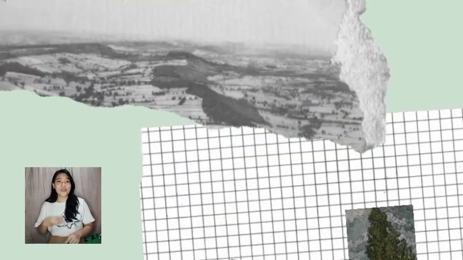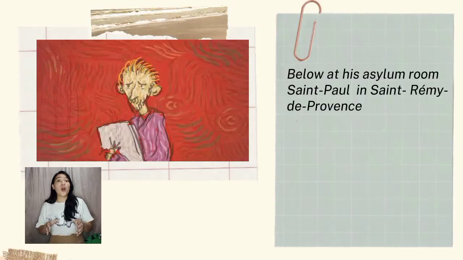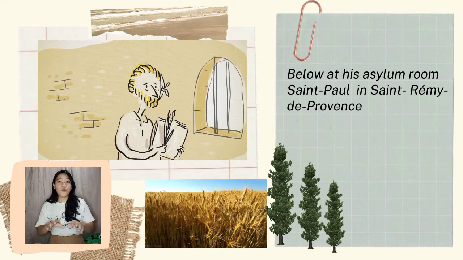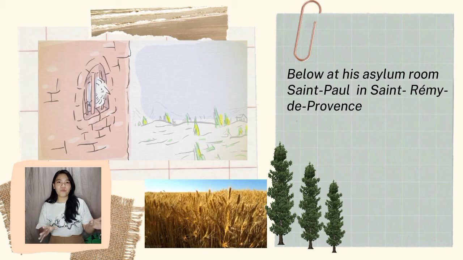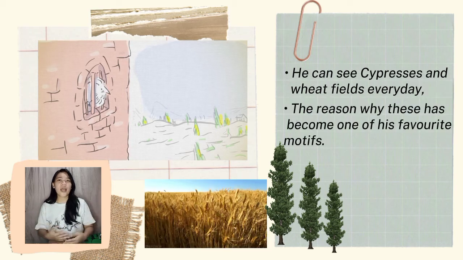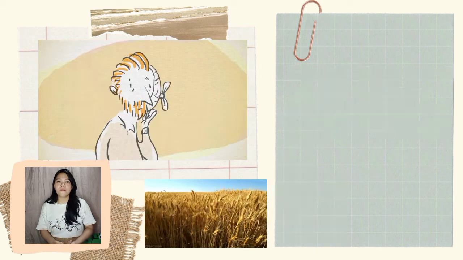We can also see a lot of cypresses in his paintings. The reason why he uses this subject a lot is because below his asylum room in St. Paul in St. Remy de Provence, a wheatfield and cypresses are placed. He can see it every day. The reason why this has become one of his favorite motifs.